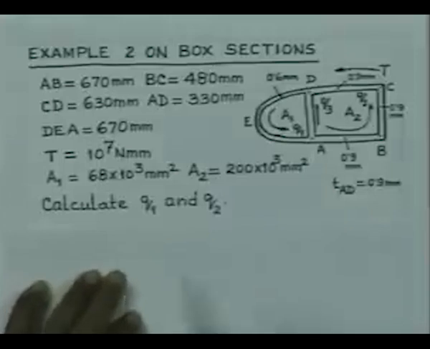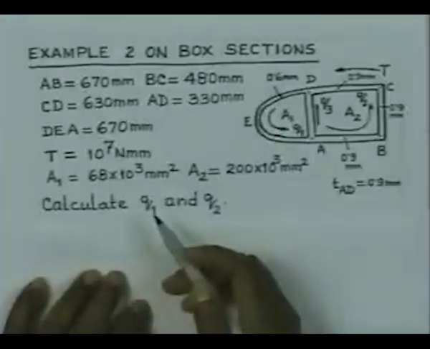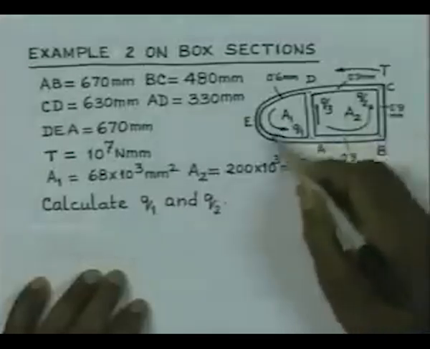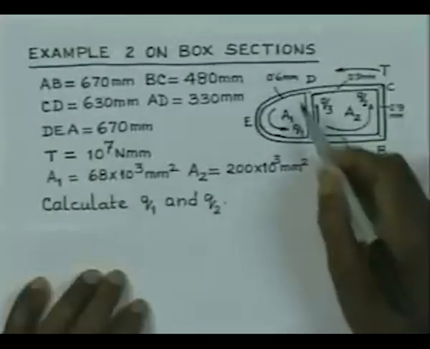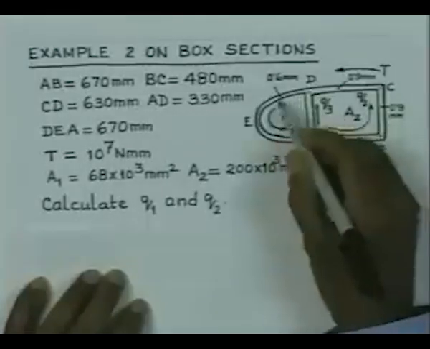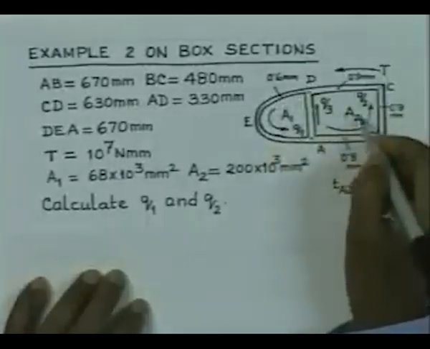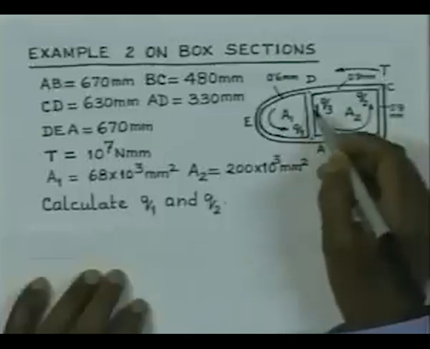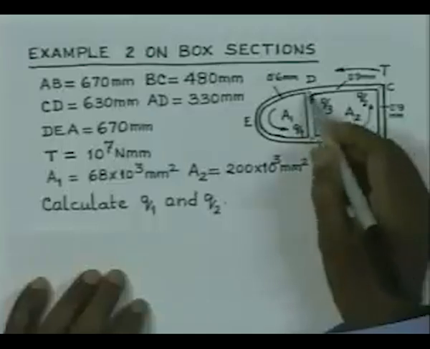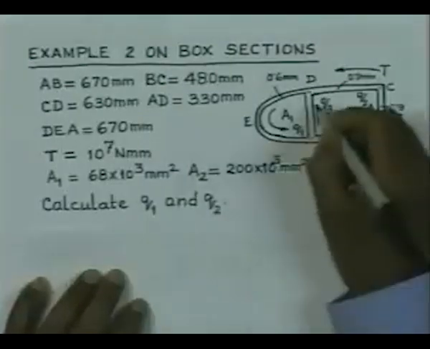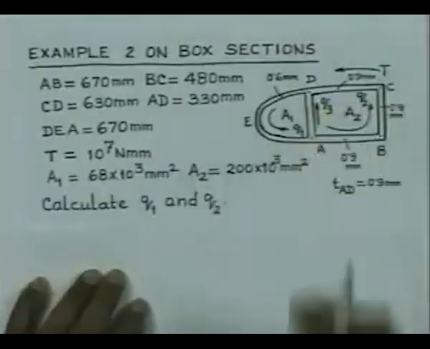What is required is to find out the flows in cell 1 and 2. That means you have to find out Q1 in this loop and Q2 in this loop. Note that this Q1 is flowing in the same sense as the applied torque, Q2 is also acting in the same sense as the applied torque, and the net flow in this segment A to D is Q3, directed in this direction. That is the direction of the flow Q3.